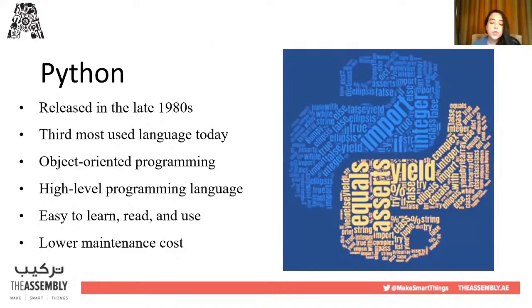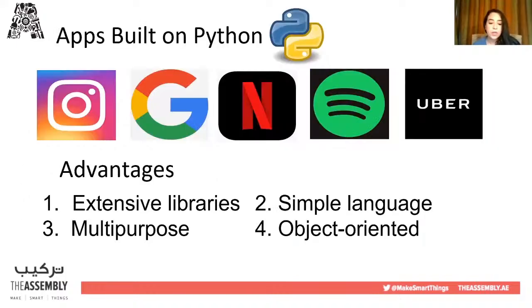Python was released in the late 1980s, and it's the third most used language today, as it's easy to learn and use, which makes debugging cheaper and simpler. Python is very popular nowadays, as the most common applications we use are built with it, such as Instagram, Google, Netflix, and much more. Some advantages of using Python include its multi-purpose extensive libraries and the object-oriented simple language.